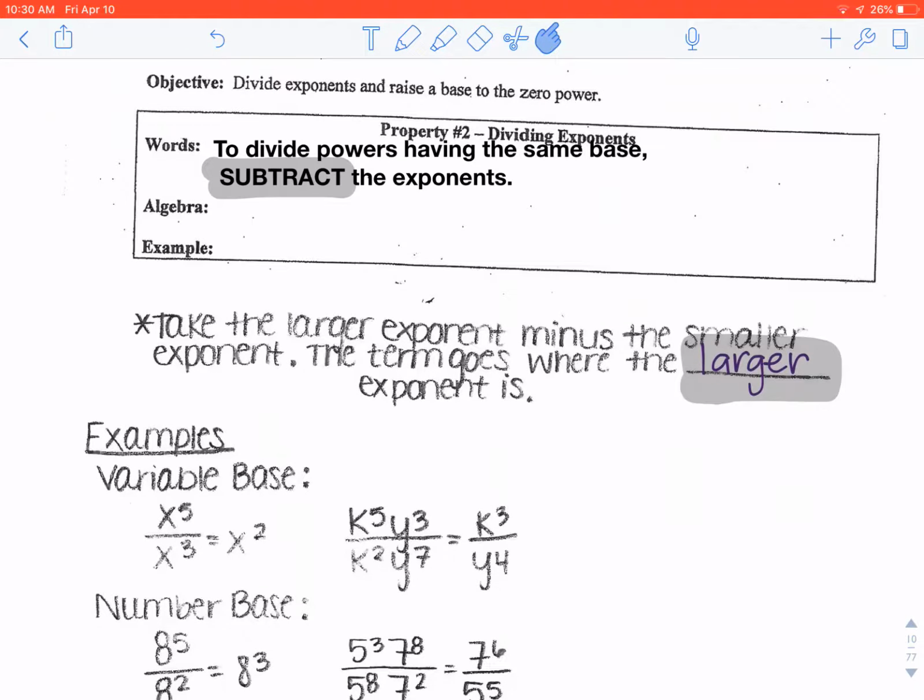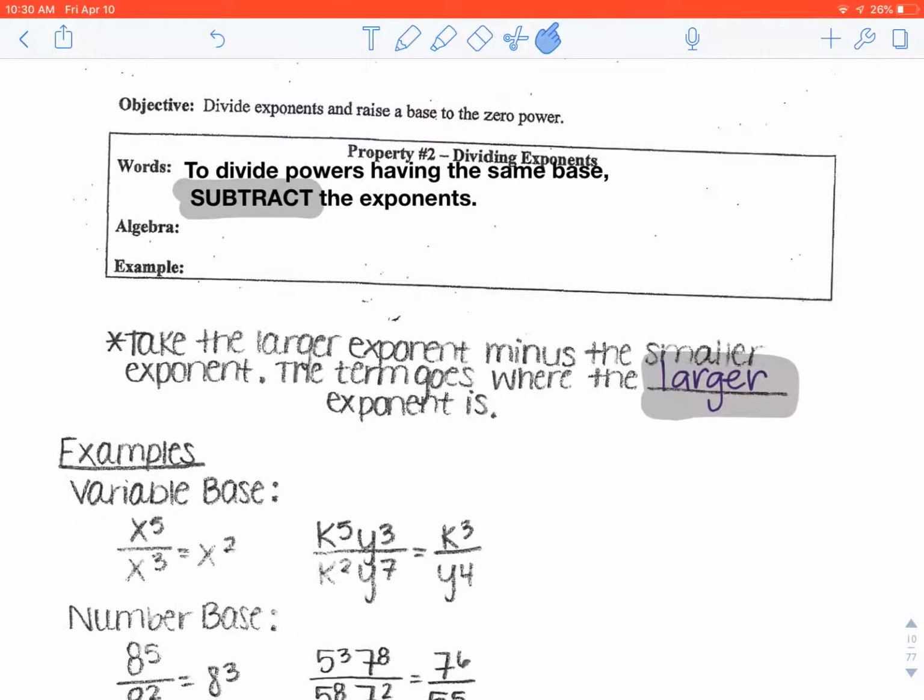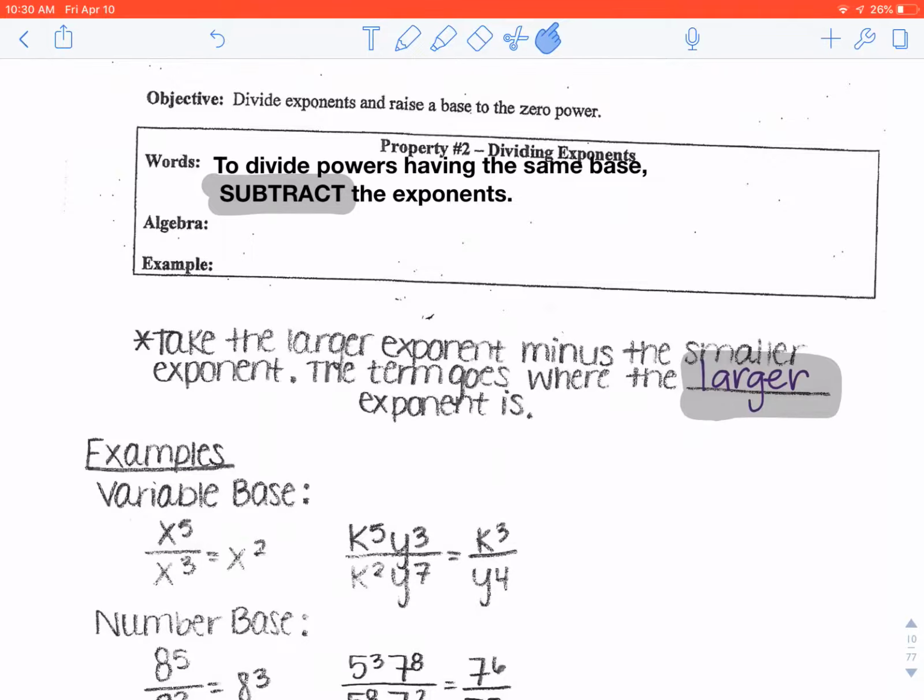Okay, so the notes that you guys have, again, either use the PDF that I had under today's lesson or this week's lesson plans, or you may follow along in your notebook. So property 2, a review of this said dividing exponents. To divide powers having the same base, you subtract the exponents.